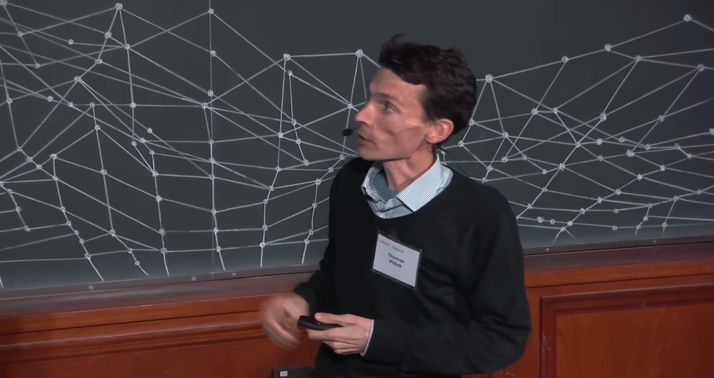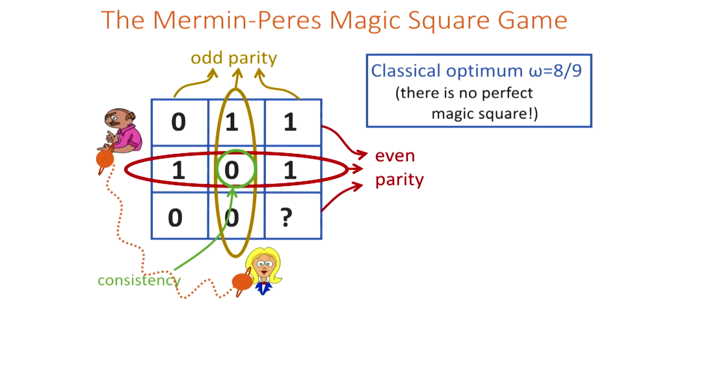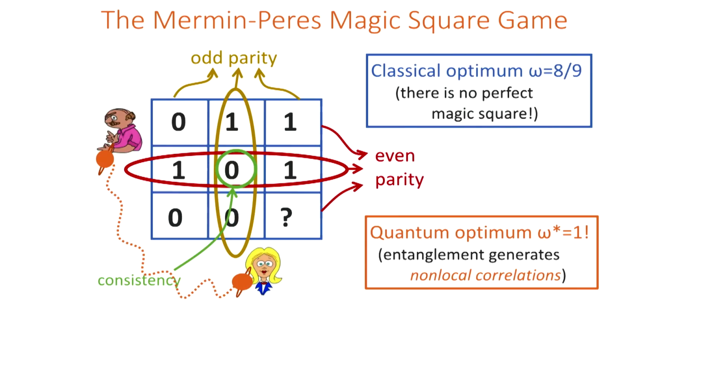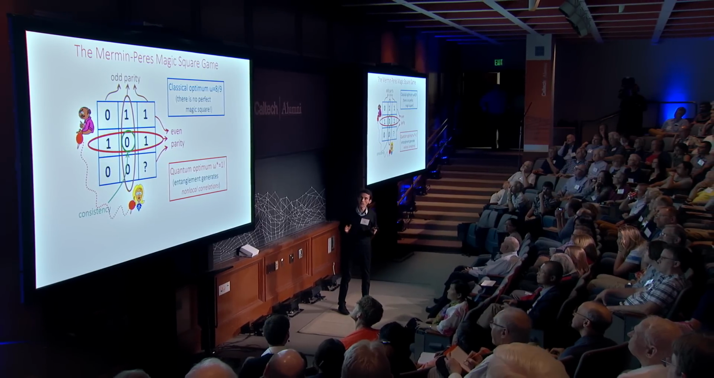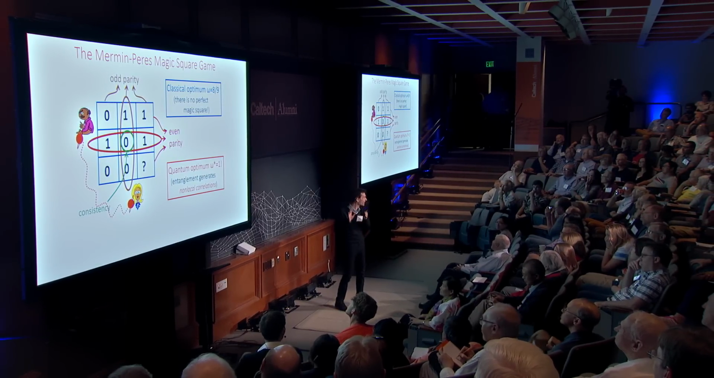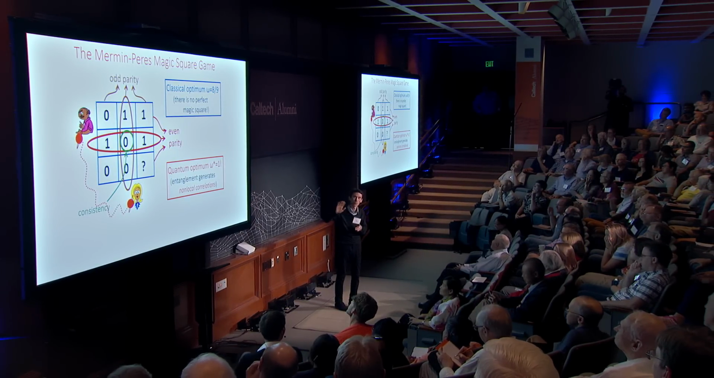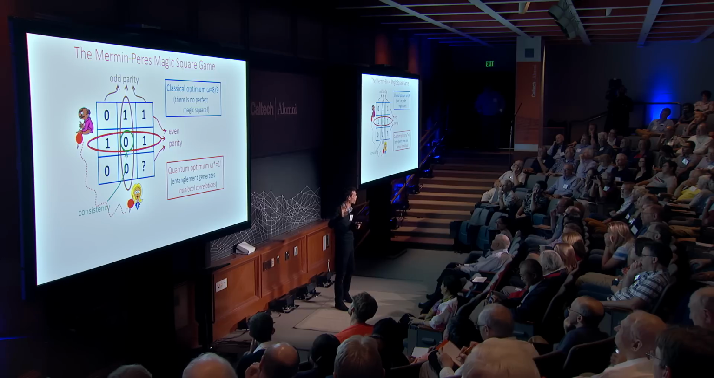And it turns out that if they have this resource, entanglement, which does not allow communication and does not violate causality, then they can win this game with probability 1. And I find that amazing, because this game is impossible to win. It's the same game as before. There is no way to fill in the entries of that square. I didn't lie to you.